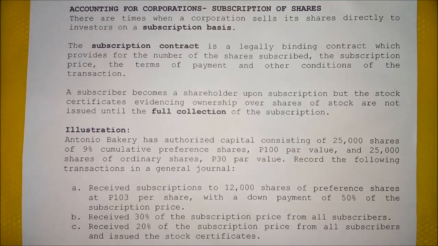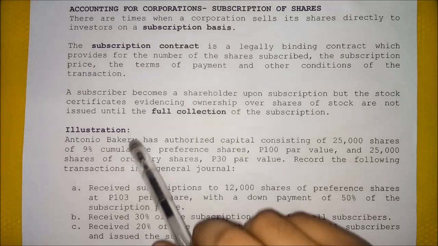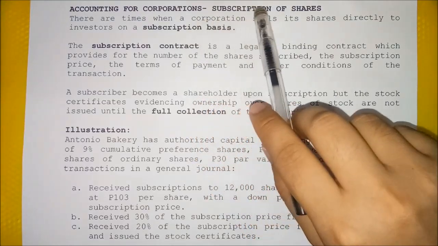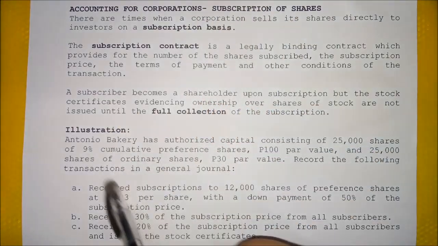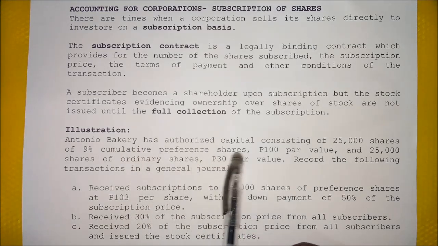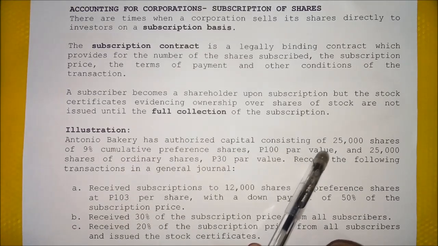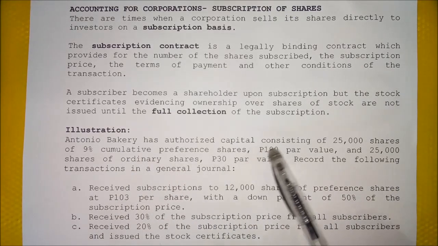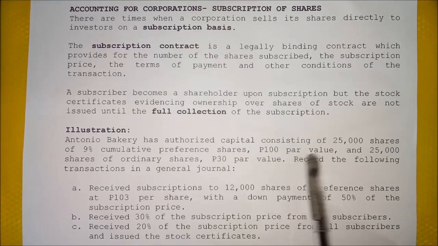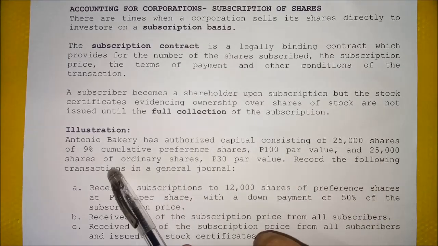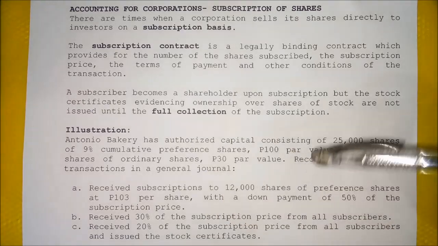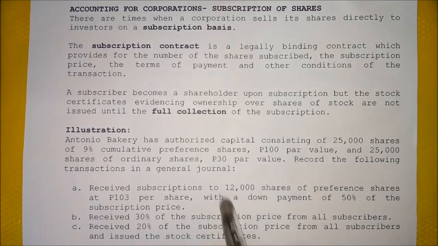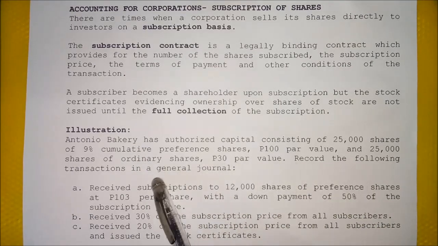Okay, meron tayo ditong sample problem. So, illustration, for further discussion ng accounting for corporations subscription of shares. Antonio Bakery has authorized capital consisting of 25,000 shares of 9% cumulative preference shares at 100 peso par value, and 25,000 shares of ordinary shares, 30 peso par value. So, dalawang klase ng shares yung ini-issue ni Antonio Bakery, preference and ordinary. Record the following transactions in a general journal.